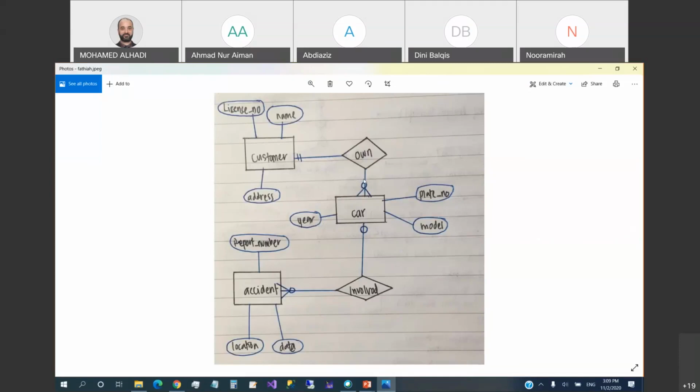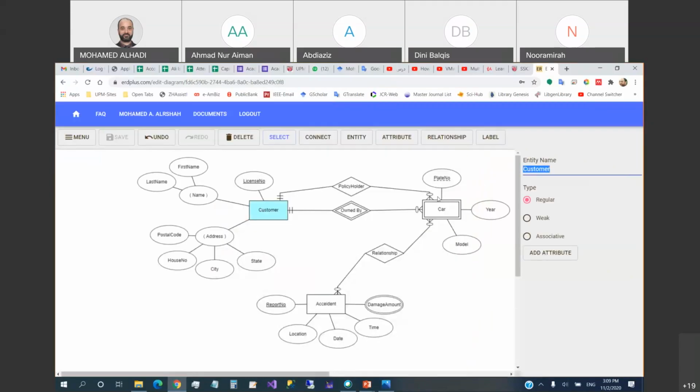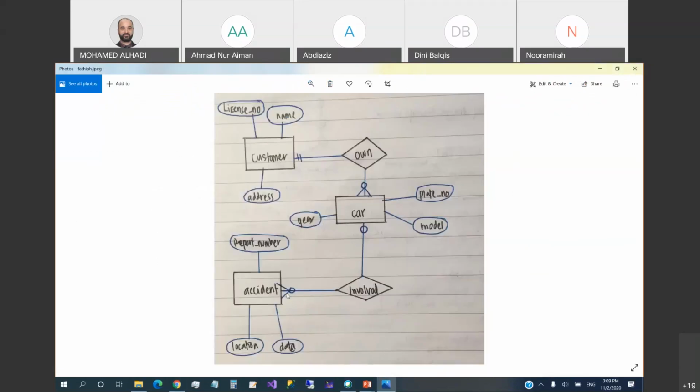Your design looks the same, because here we have a customer, car in the middle, then accident, right? You also have the same concept similar to Amira, but you forgot to put the license number. You have to put an underline here to mention that this license number is unique, and it's going to be used as a primary key. The plate number also has to be used as a primary key. Also, the report number has to have an underline to be used as a primary key.